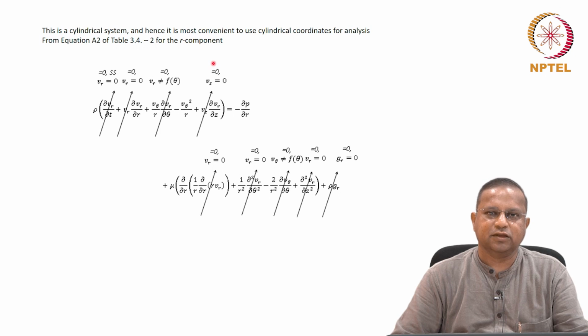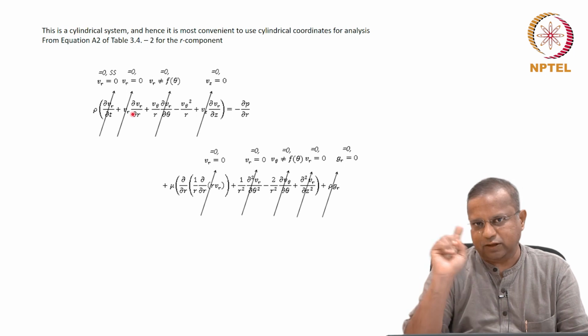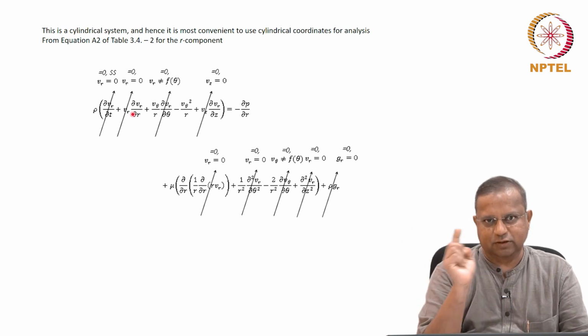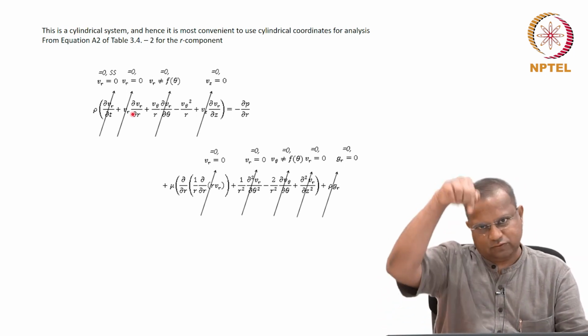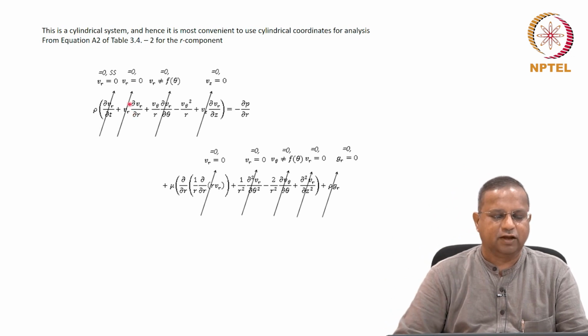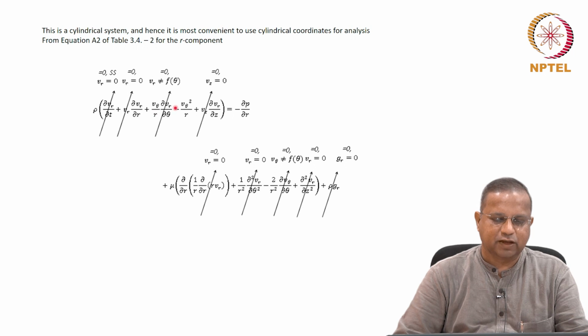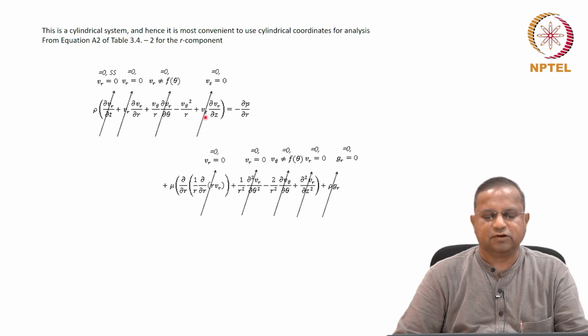Let us see what are the terms that are relevant for us. We are doing a steady state analysis, therefore any time derivative is set to 0, so this goes out. There is only a V theta here, right? You can imagine this. There is no Vr, there is no Vz. So Vr is 0, so this term goes to 0. V theta exists, but Vr is 0, so this term goes to 0. V theta, of course, is very much there. Vz is 0, and therefore this term goes to 0.